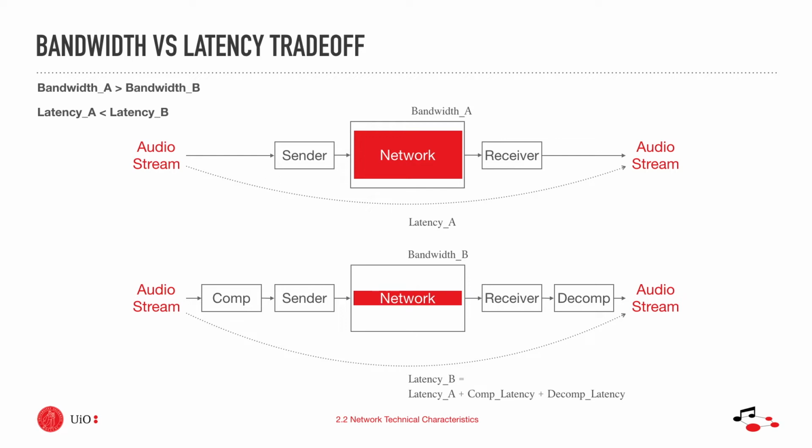In the example that is illustrated here, you can see how A uses more bandwidth, but the overall latency is less because there is no compression and decompression, while in case B, we are using way less bandwidth, but since we have a compressor and a decompressor at the two ends of the system, the overall latency will be much higher.